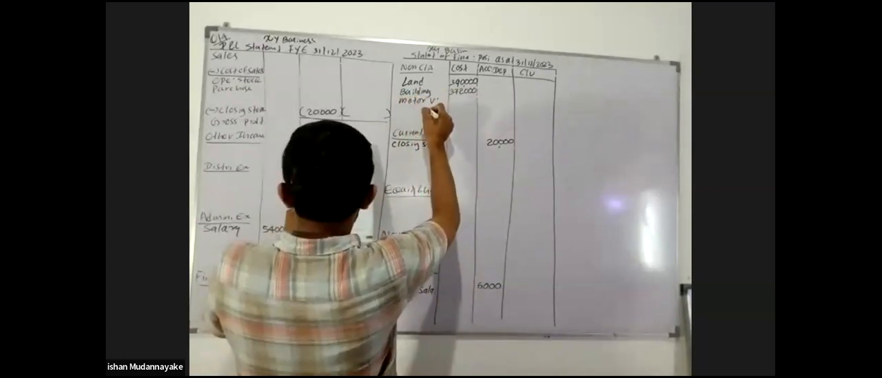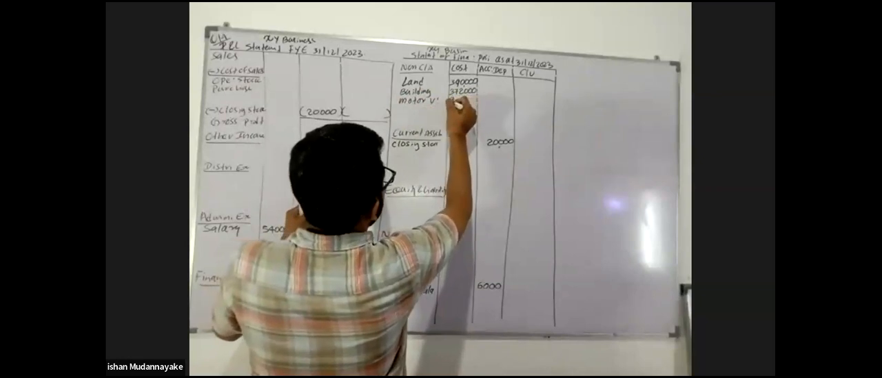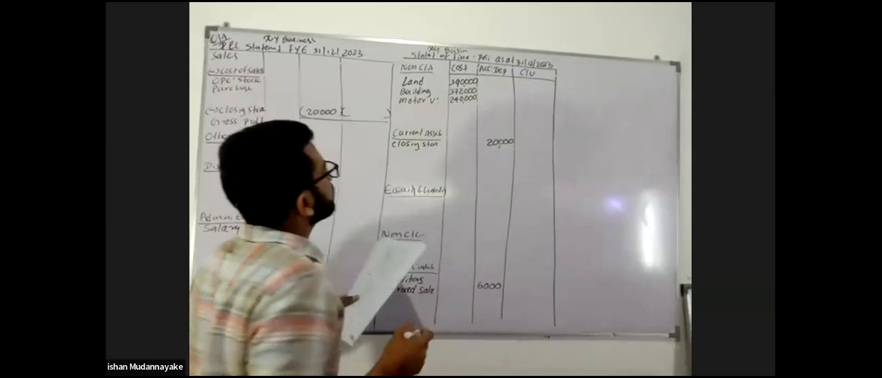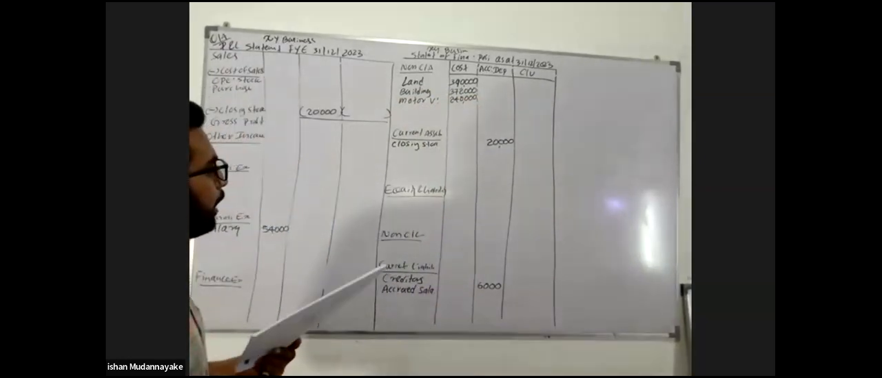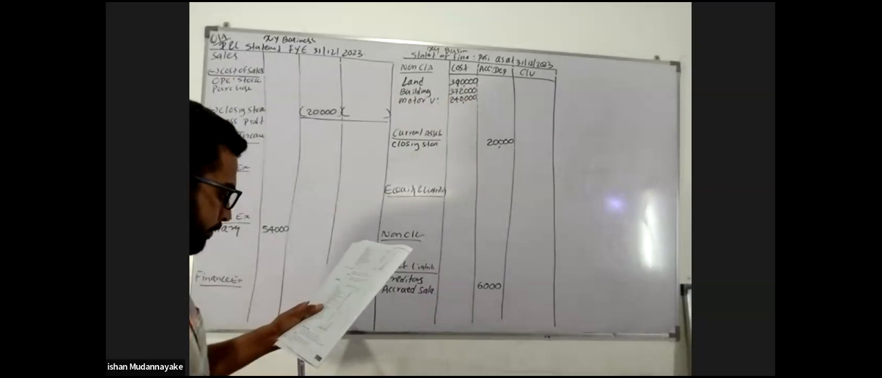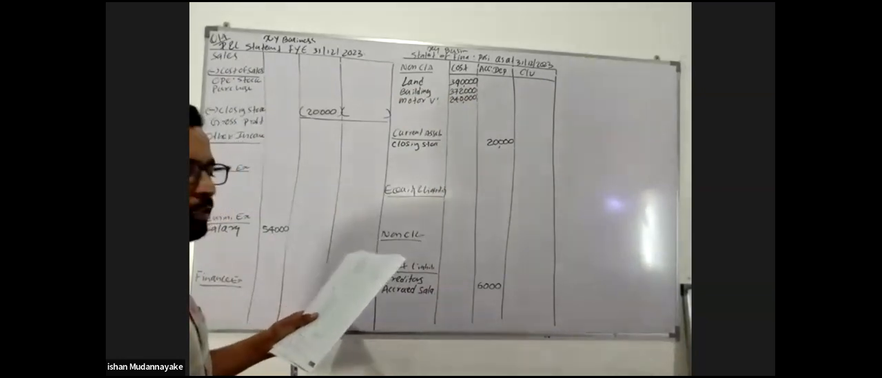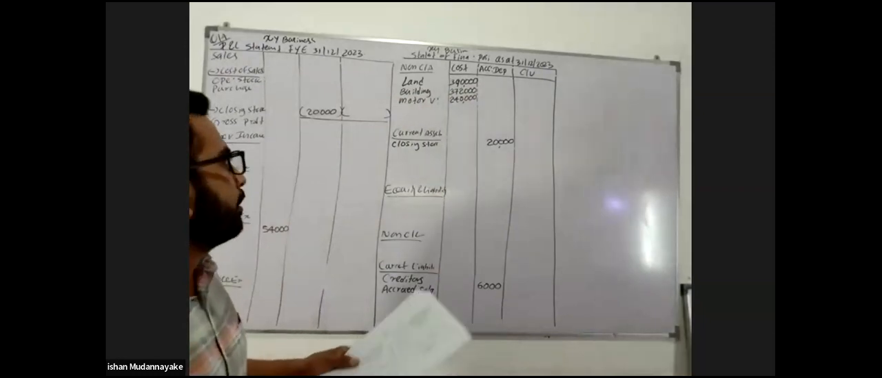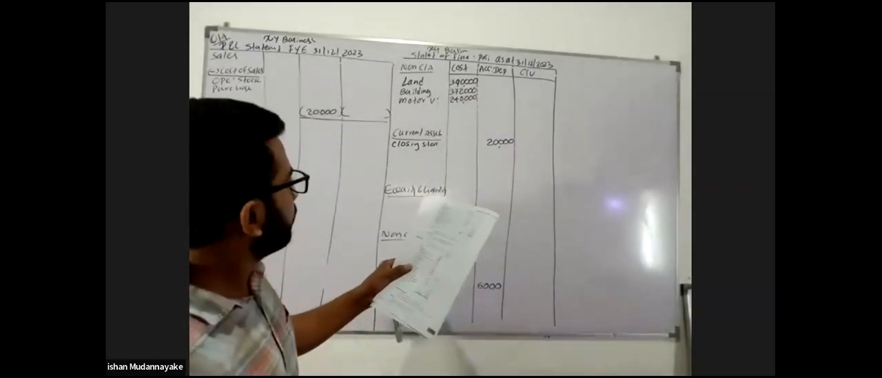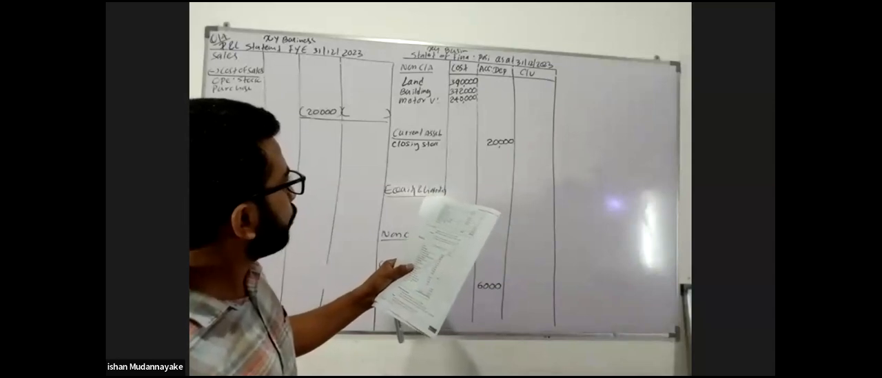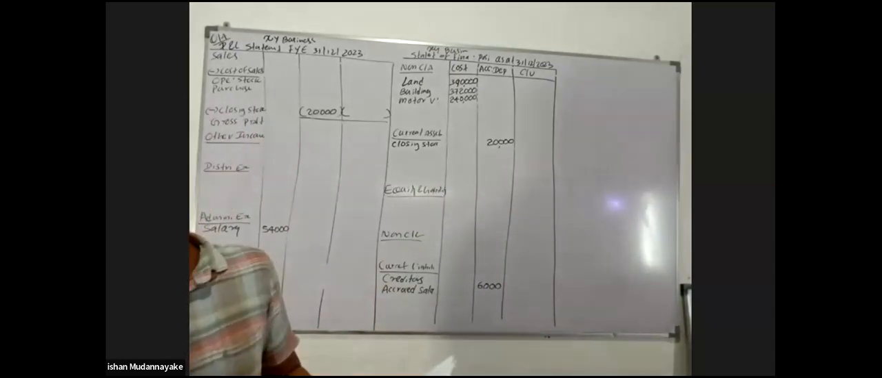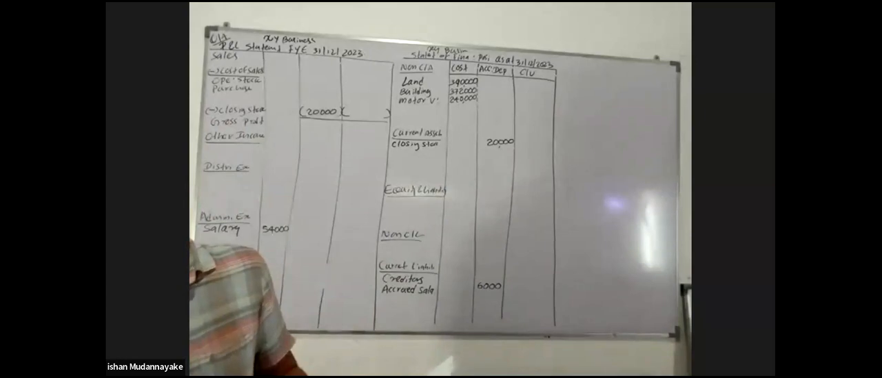Motor vehicle 240,000. Okay then. Fine. Land, building, motor vehicle. These are the cost of fixed asset. Purchase value, cost of fixed asset. Land purchase value 390,000. Building purchase value 372,000. Motor vehicle purchase value 240,000.